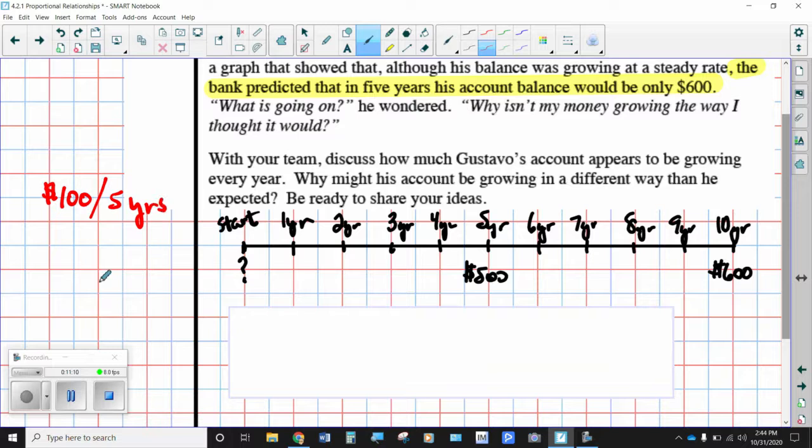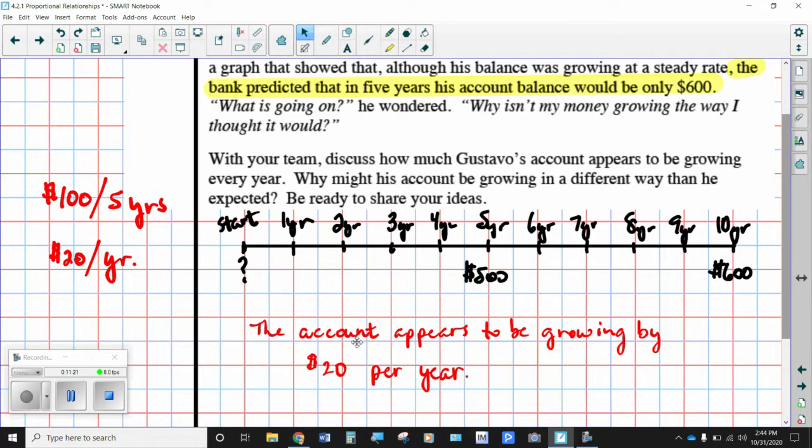So how much is it growing per year? If you said it's growing by about $20 per year, that would be the unit rate, correct? That does appear to be the answer. The account appears to be growing by $20 per year. So that would make this 520. This would be 540. This would be 560. And this would be 580.